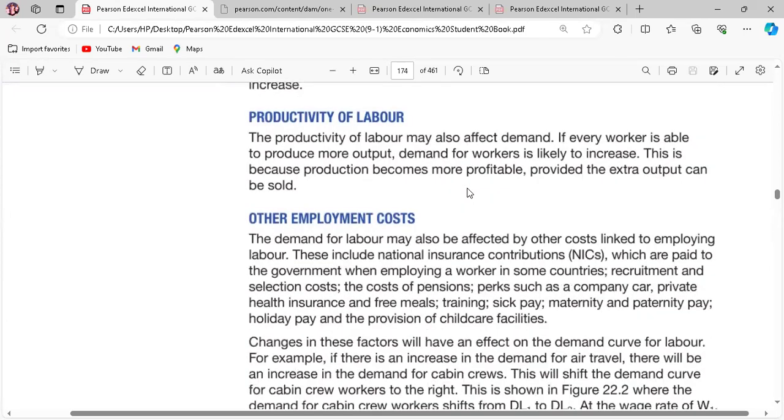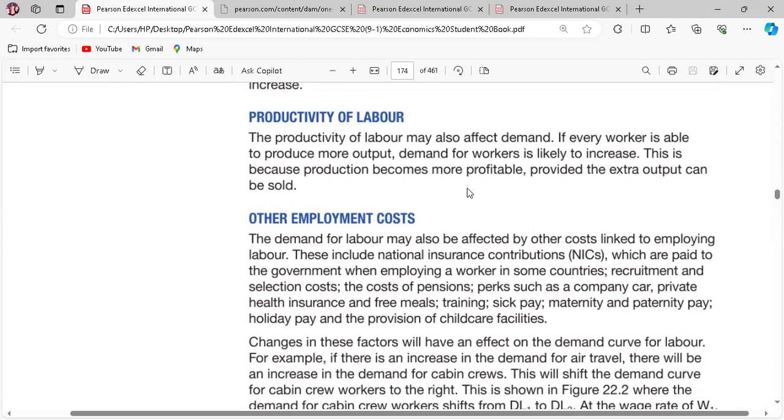The third factor that affects the quantity demanded or demand for labor is the productivity of labor. So the productivity of labor may also affect demand. If every worker is able to produce more output, demand for workers is likely to increase. This is because production becomes more profitable, provided the extra output can be sold.